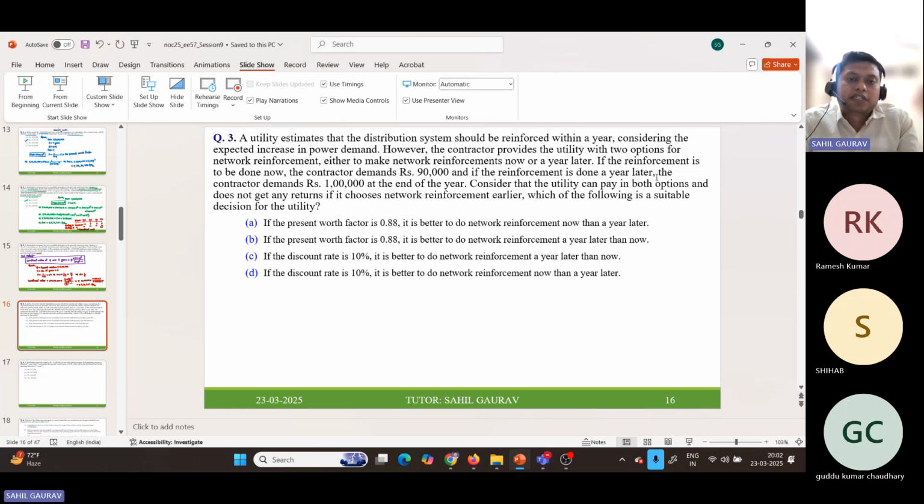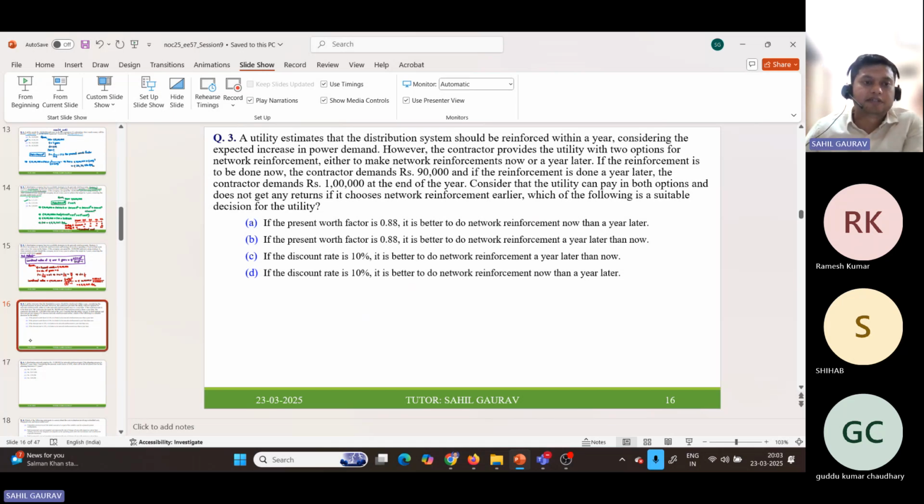Option A: if the present worth factor is 0.88, it is better to do the network reinforcement now than a year later. Option B: if the present worth factor is 0.88, it is better to do reinforcement a year later than now. Option C: if the discount rate is 10%, it is better to do network reinforcement a year later than now. And option D: if the discount rate is 10%, it is better to do network reinforcement now than later. So we will see both the cases, when the present worth factor is given and when the discount rate is 10%.